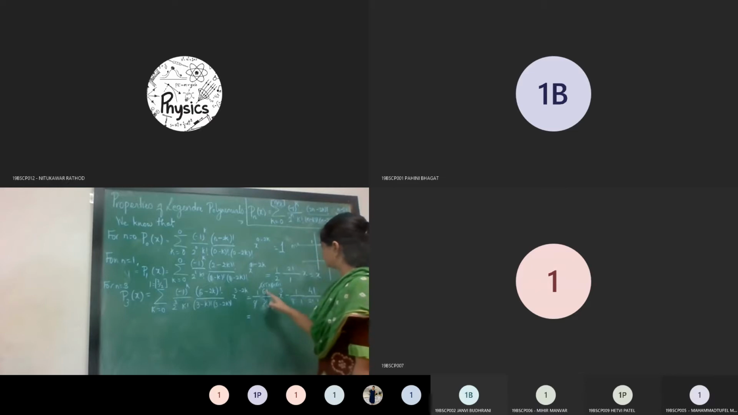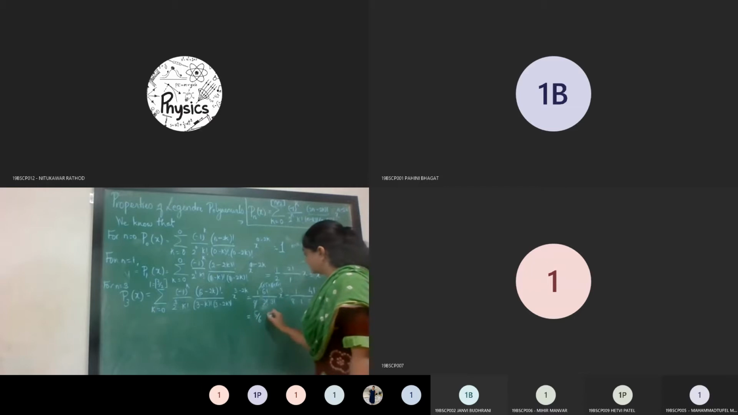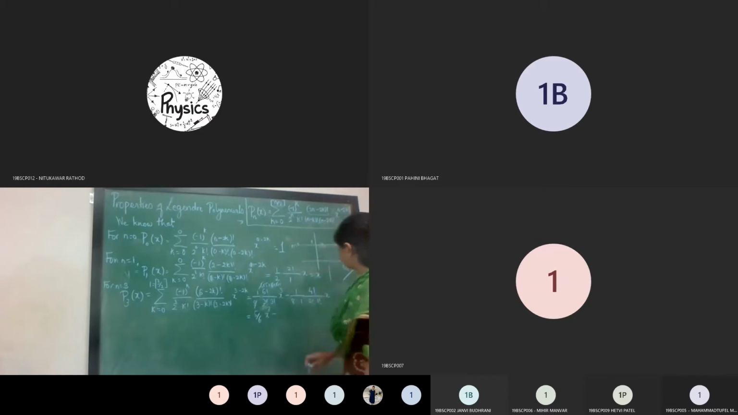So 6 gets cancelled. So we'll remain with 5 by 6 x cube minus, here if you see 4 factorial is cancelled out with the 8. So this is 3 by 2 x. So this is the polynomial with respect to x. That is, if I consider 1 by 2 common, so what it will be? 5 by 3 x cube minus 3x. In fact, I can consider x also as common, but let us keep it as it is.